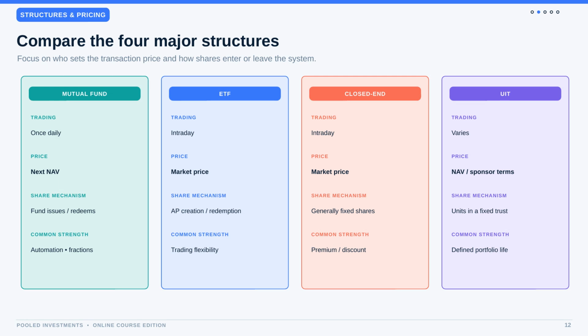The four structures answer different operational questions. Mutual funds transact once daily at NAV and are often convenient for automated investing. ETFs trade intraday and use creation and redemption to connect market price and portfolio value. Closed-end funds trade intraday but can maintain persistent premiums or discounts because investors cannot normally redeem shares directly at NAV. UITs hold a largely fixed portfolio for a defined life. None is universally superior. The best structure depends on the strategy, trading frequency, tax situation, account type, desired automation, and the investor's ability to use exchange orders effectively.